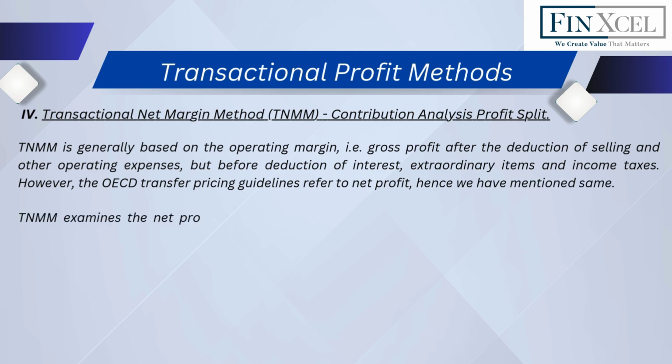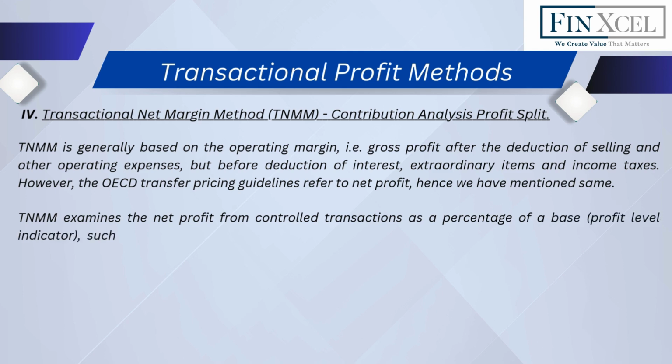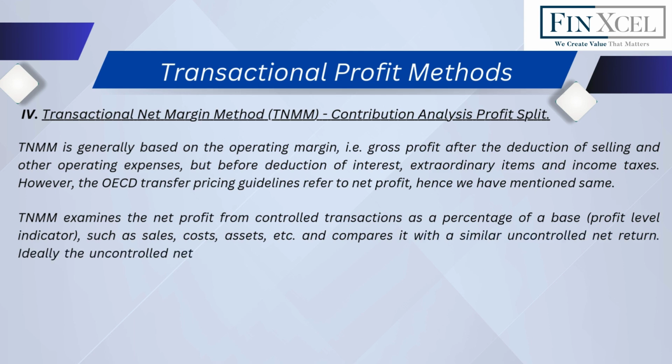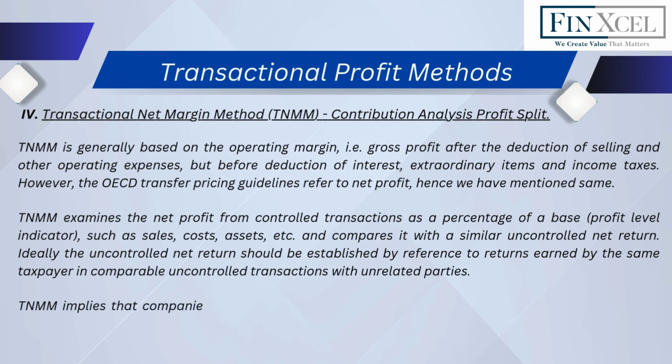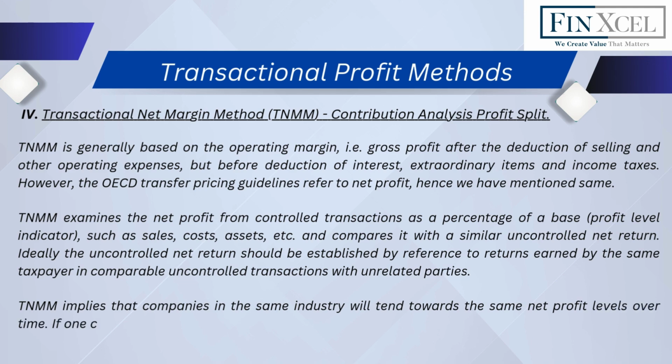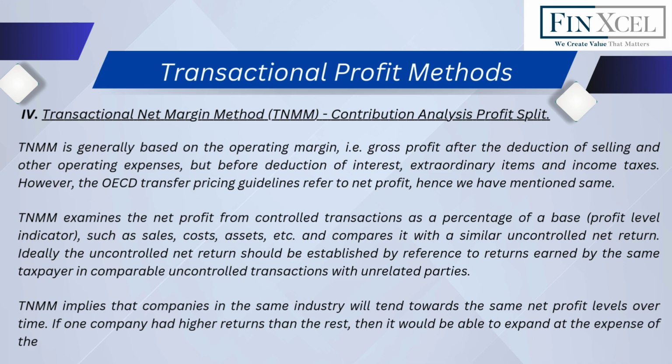TNMM examines the net profit from controlled transactions as a percentage of a base profit level indicator, such as sales, costs, assets, etc., and compares it with a similar uncontrolled net return. Ideally, the uncontrolled net return should be established by reference to returns earned by the same taxpayer in comparable uncontrolled transactions with unrelated parties. TNMM implies that companies in the same industry will tend towards the same net profit levels over time. If one company had higher returns than the rest, then it would be able to expand at the expense of the others, and eventually the less efficient companies would go out of business.